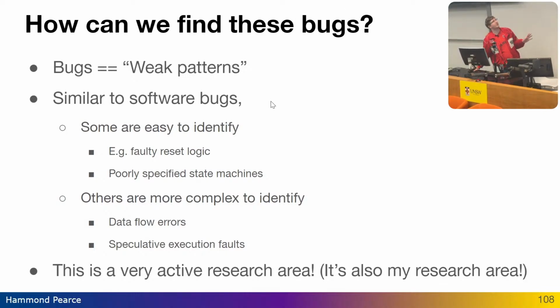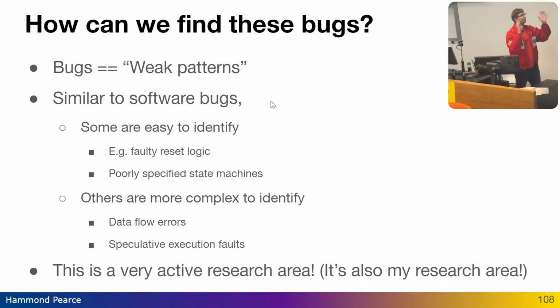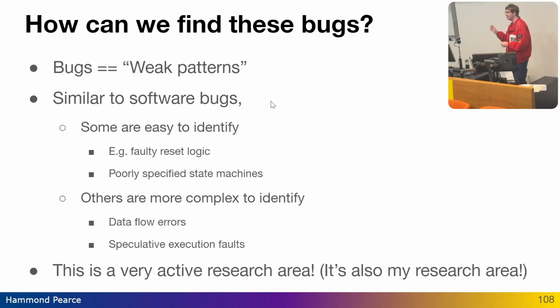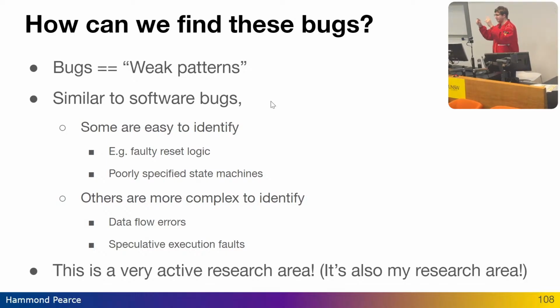Now, similar to software, some bugs are easy to identify, right? We can read code and we can go, you have an SQL injection there. It doesn't matter what the rest of the code is. No matter what the rest of your program does, if you write your code like this, you get an SQL injection error because you've concatenated strings or something stupid like that, right? Just like that is the case for software, we have some of those bugs in hardware as well.